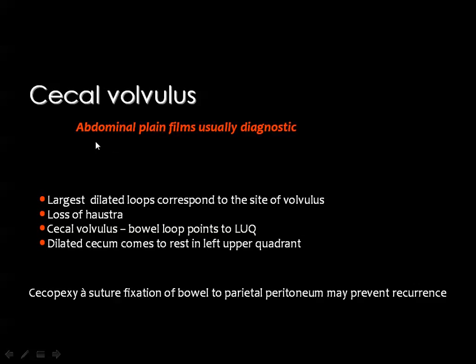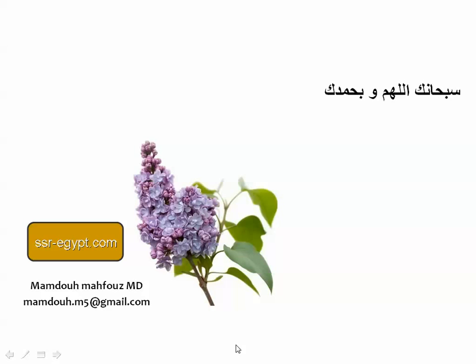As I have said, the abdominal plain films are usually diagnostic. The largest dilated loop corresponds to the site of the volvulus. If it is the cecum, this is the cecum. If it is the sigmoid, this is the sigmoid. In cecal volvulus, the bowel loops will point to the left upper quadrant. Whatever this pointing, you can easily appreciate the site of dilatation.